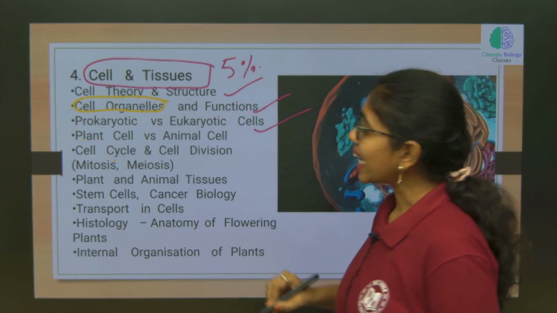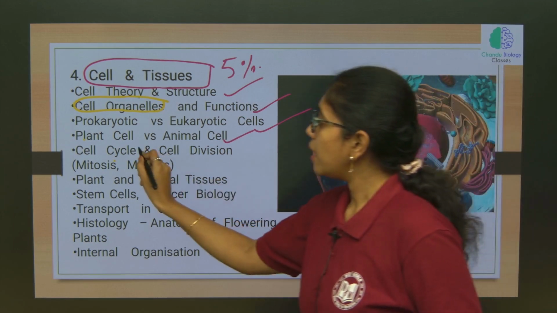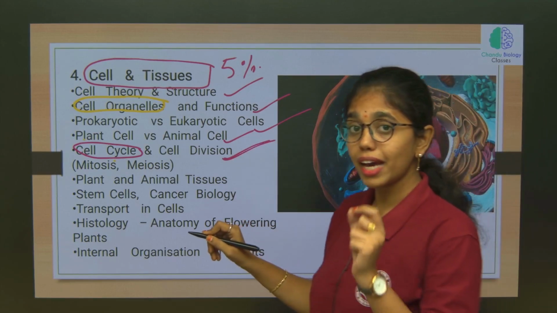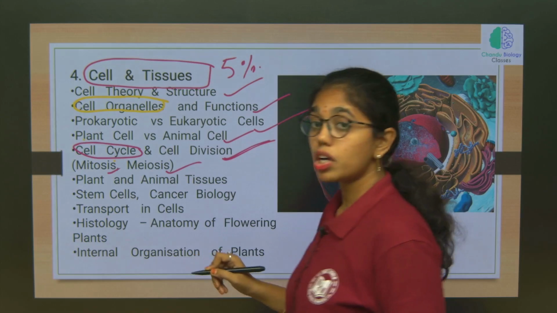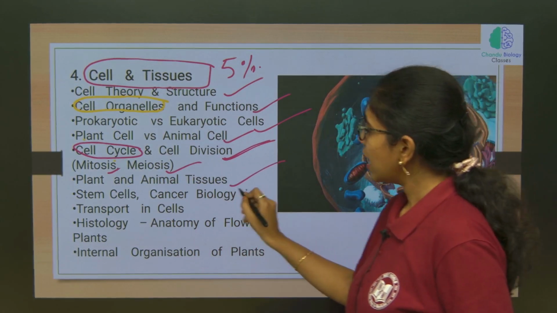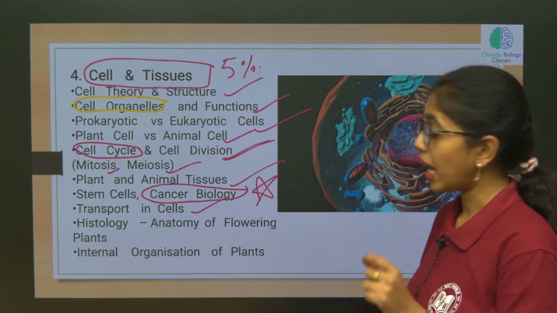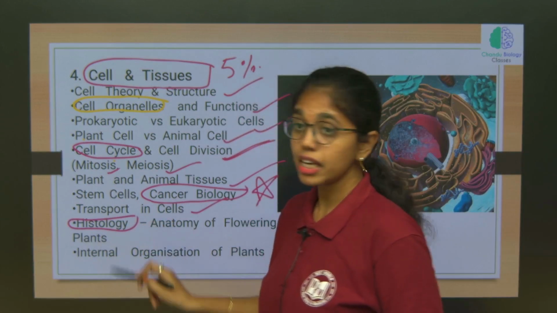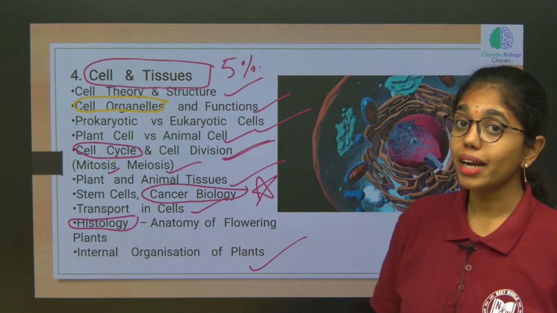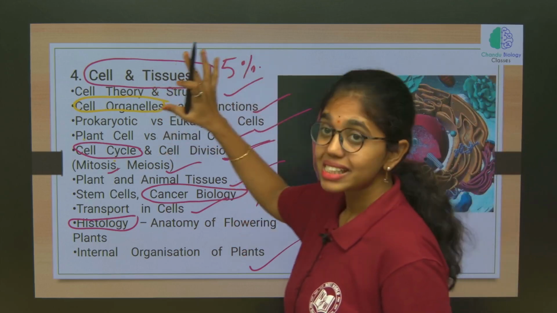Next, prokaryotic and eukaryotic cells, plant cells and animal cells from eukaryotic cells, the cell cycle in total, interphase and M phase. In the cell division phase also we are going to learn clearly mitosis and meiosis, and its numerical part also. Plant and animal tissues, stem cells, cancer biology which is very much important, and then transport in cells, and then histology. Okay, in histology we are going to learn anatomy of flowering plants and then internal organization of plants. These are the concepts that we are going to cover from cells and tissues.